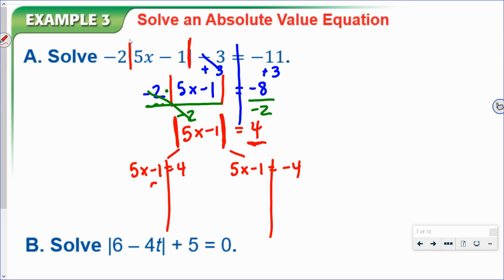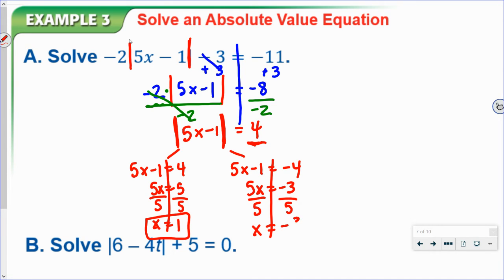All right, I will quickly solve these. Add 1, divide by 5. We get x to be 1. Add 1. Divide by 5, we get x to be negative 3/5. I'll leave that as a fraction.